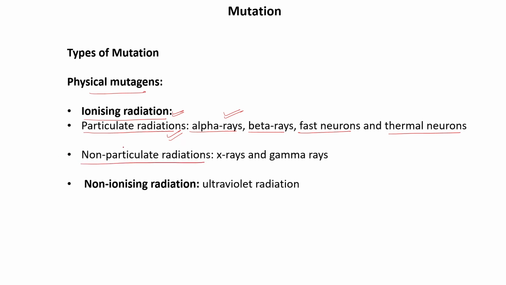Non-particulate radiations do not have any particles, still they produce radiation, and that also induces mutation. That is X-rays and gamma rays. Non-ionizing radiation, that is the second type, is ultraviolet radiation, UV radiation. That is non-ionizing radiation, and that causes very deleterious mutation in the organism.